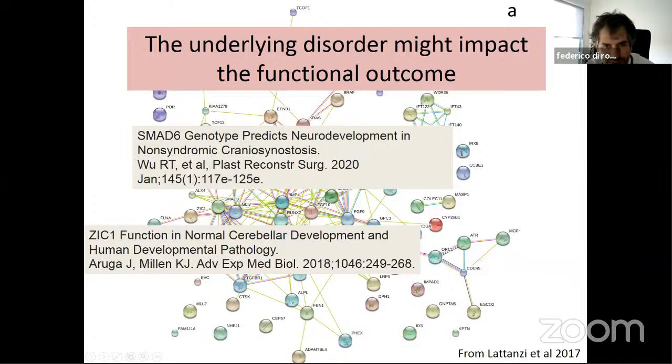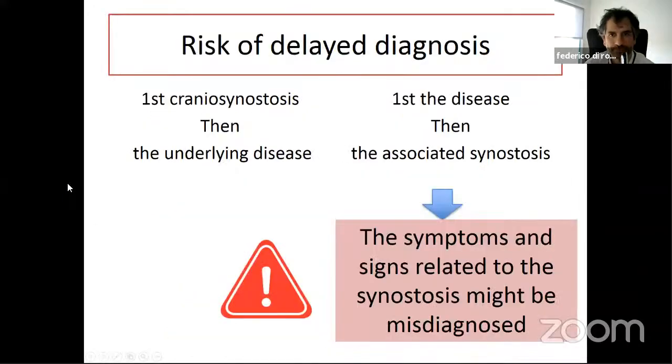We have seen the example of the Sensenbrenner, but we also know that there are some mutations in SMAD genes, in ZIC genes, that can affect the skull, this sagittal synostosis, but also the function of the brain, and they can predict problems in the outcome, in the cognitive outcome. So it is essential that these are recognized early for a proper treatment. And of course, this will hinder the results of our analysis. And again, this is the problem of the heterogeneity of the background of children with craniosynostosis.